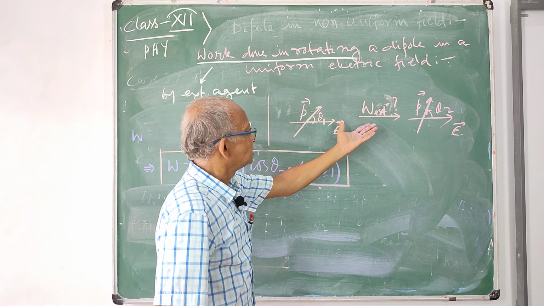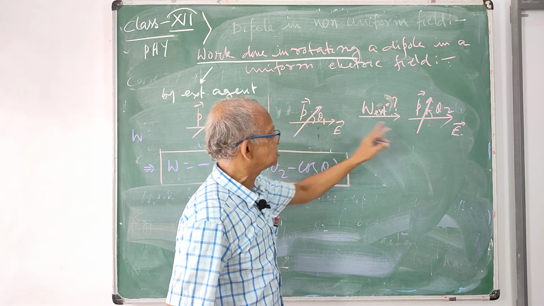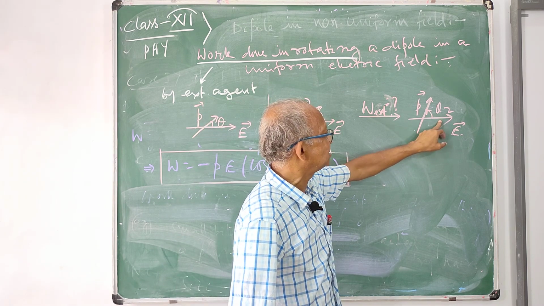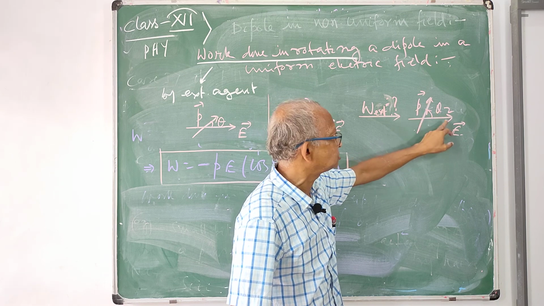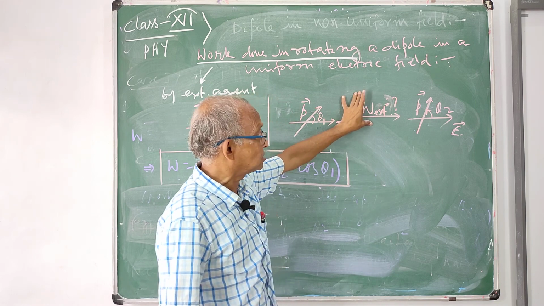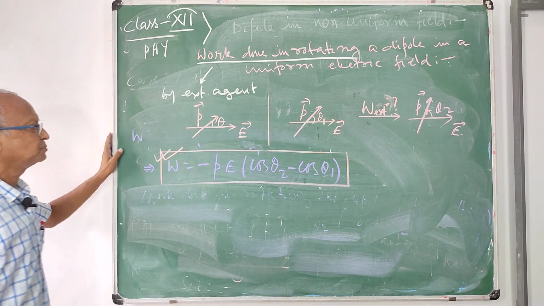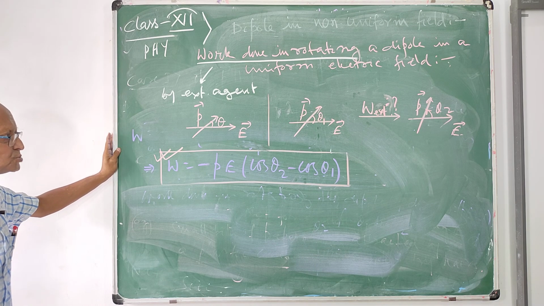Now we need to rotate the dipole from this configuration to this configuration, till the dipole moment makes an angle theta 2 with E. Then how much work is required to be done by the external agent? It is exactly this: W external equals minus P E cos theta 2 minus cos theta 1.